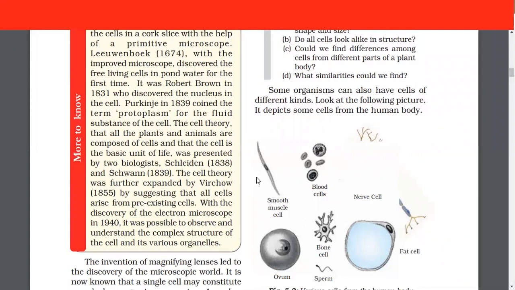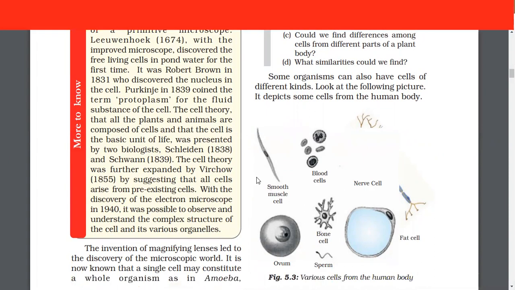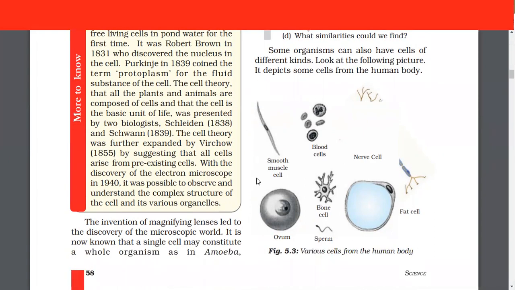The cell theory that all plants and animals are composed of cells and that the cell is the basic unit of life was presented by two biologists, Schleiden and Schwann. The cell theory was further expanded by Virchow by suggesting that all cells arise from pre-existing cells. With the discovery of the electron microscope in 1940, it was possible to observe and understand the complex structure of the cell and its various organelles. The invention of magnifying lenses led to the discovery of the microscopic world.